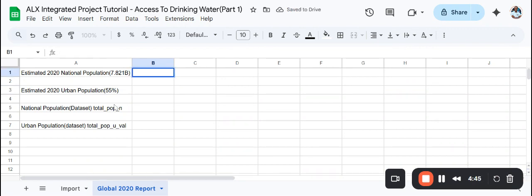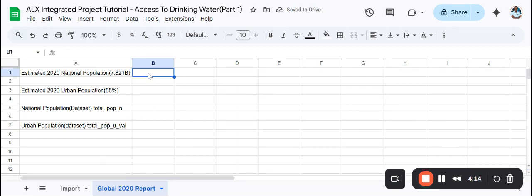Okay, so our slides are asking us to find the estimated 2020 national population value. It was given to us at 7.821 billion, and then the estimated urban population at 55%. So we have to find both. And then we come to what our data set also has by way of total population and then urban population as well. So let's get into this.